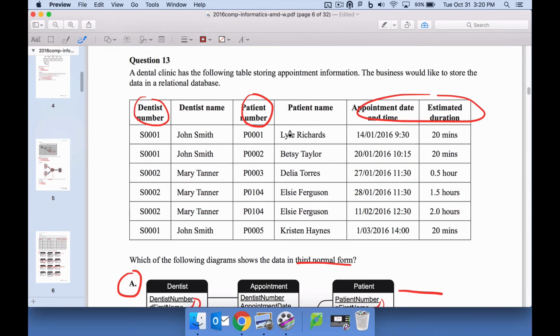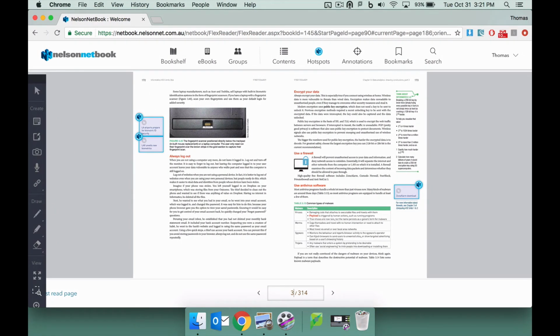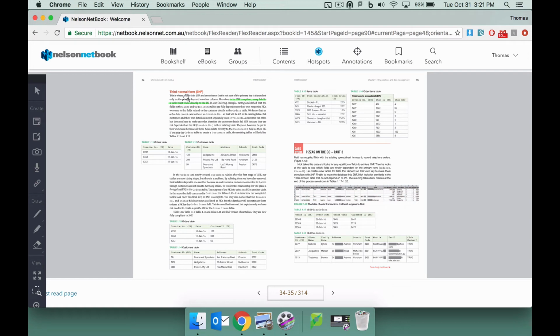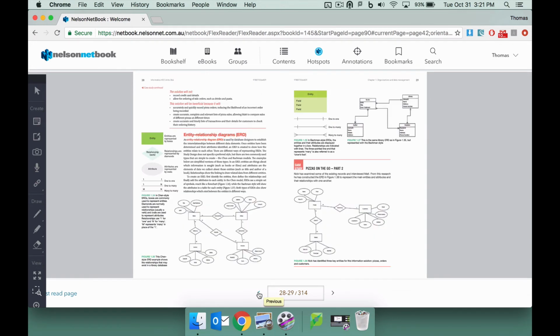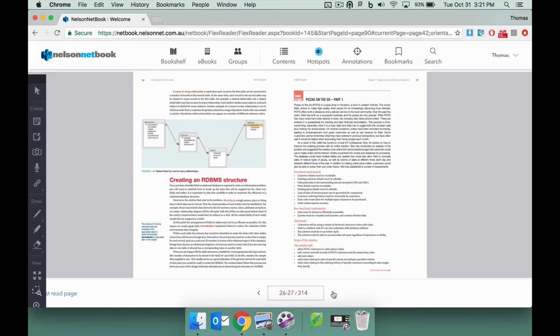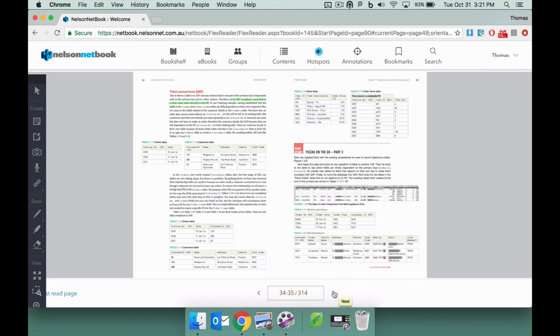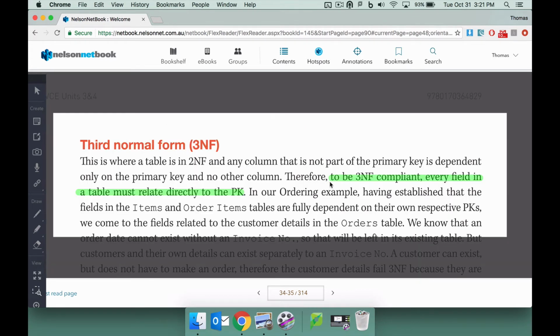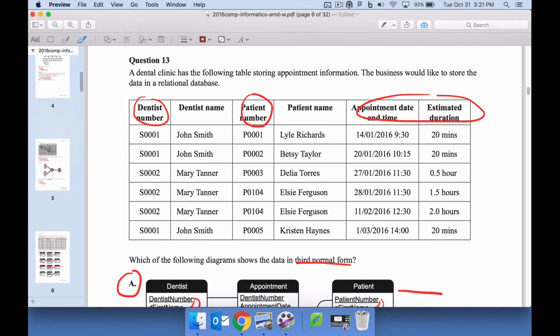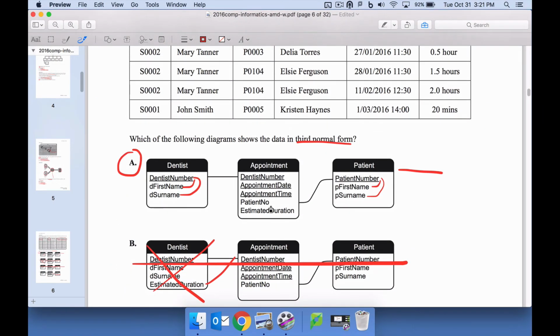For question 13, we can look in our books on page 35, all about third normal form. The normalization process starts back here somewhere. Let's see, table normalization. So it takes you through 1NF, 2NF, and the rules I've highlighted here in green, which you should have done throughout the year when we first started it. But you can see here I've highlighted, to be 3NF compliant, every field in a table must relate directly to the primary key. So that's what is happening here. Everything relates to the primary key.